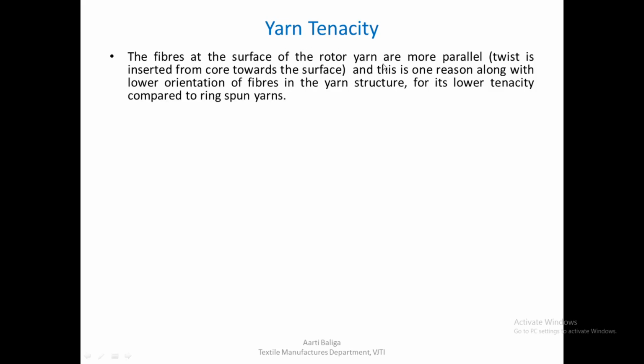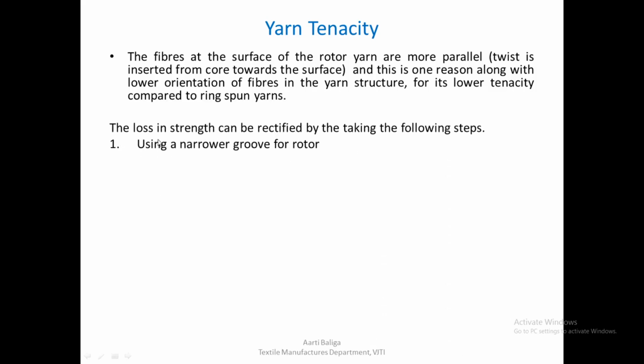The fibers at the surface of the rotor yarn are more parallel, because unlike ring spun yarn, twist is always inserted from core towards the surface. And because of this, most of the fibers on the surface would be lying parallel. This is one of the reasons, along with lower orientation of fibers, that both contribute towards the lower tenacity in the rotor yarn structure as compared to ring spun yarns. The loss in strength can be rectified or improved by taking the following steps.